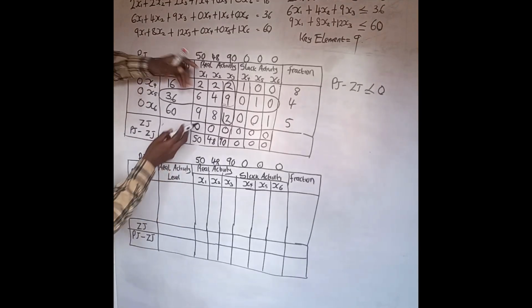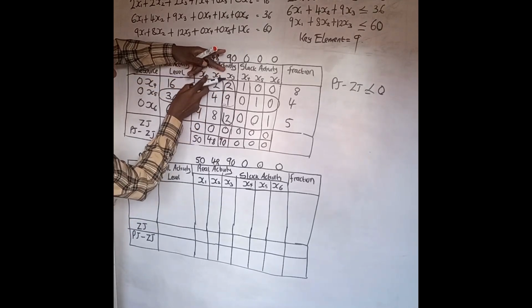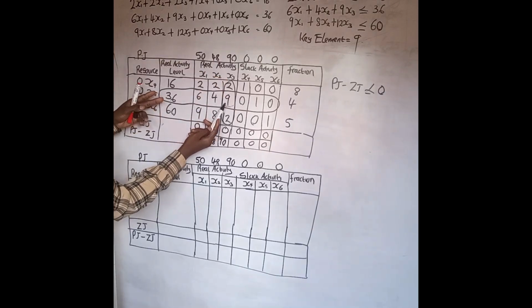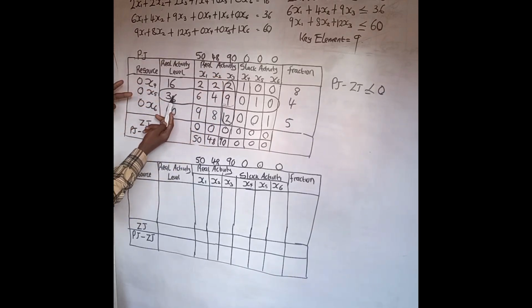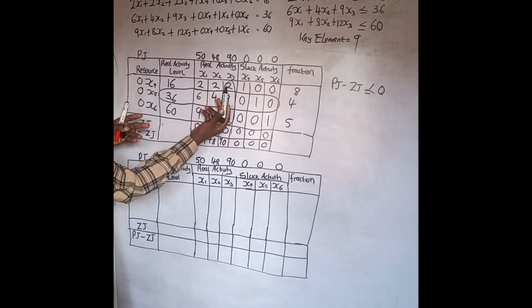You can see here, if I trace the column where my key element belongs to, to the top, you will realize that the variable there is x3. And if I trace the row whereby my key element belongs to, to the left-hand side, you will see that the variable there is x5. Now, the leaving variable will be x5. x5 will be excluded, and x3 will be entering.